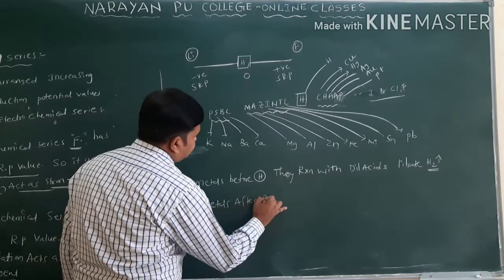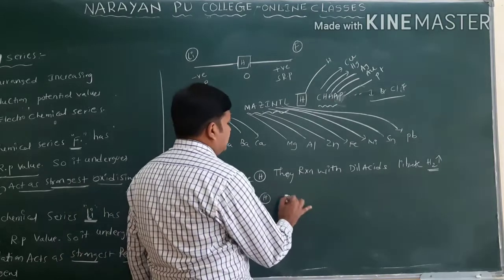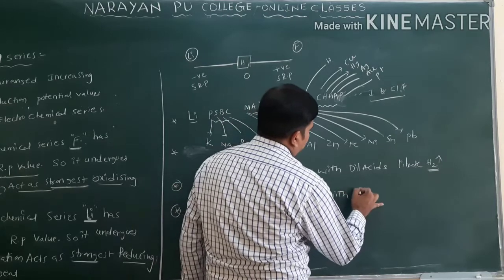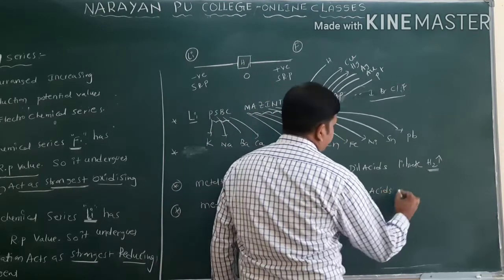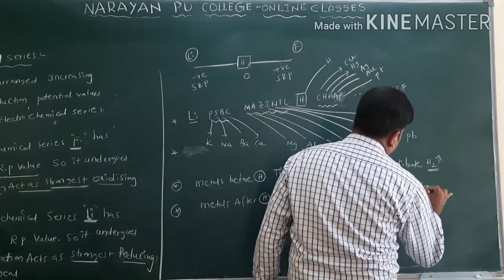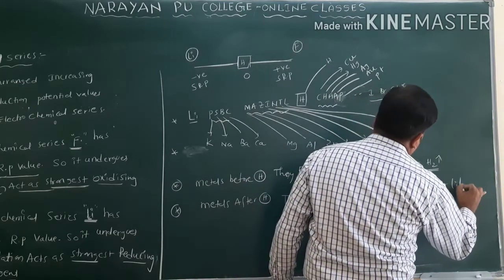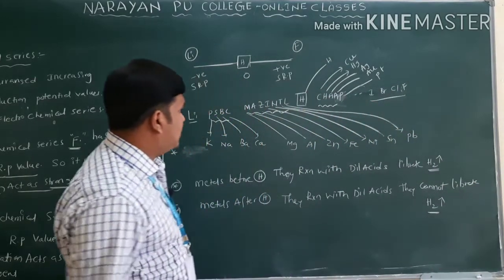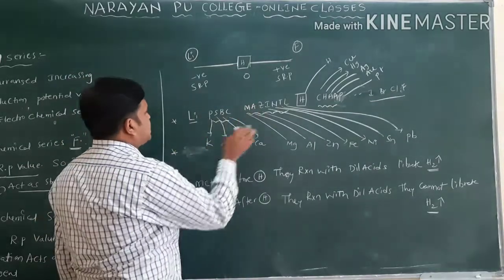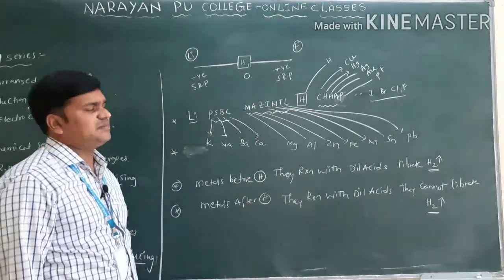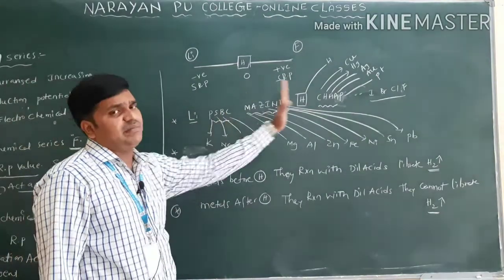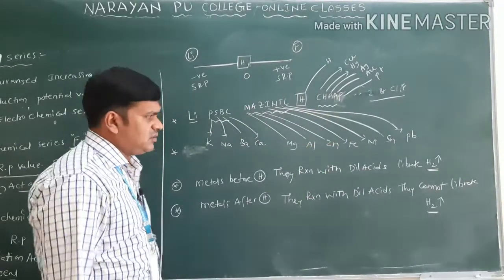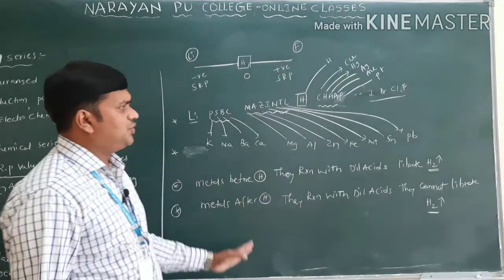Now the next point: metals after hydrogen, their reaction with dilute acids, they cannot liberate hydrogen gas only. Now we'll see here, lithium can displace all the metals from here, sodium to lead. Sodium will displace the remaining metals. Barium will displace the remaining metals. Like that, this is the reactivity order. Clear? So a very important point here: metals before the hydrogen and after the hydrogen.